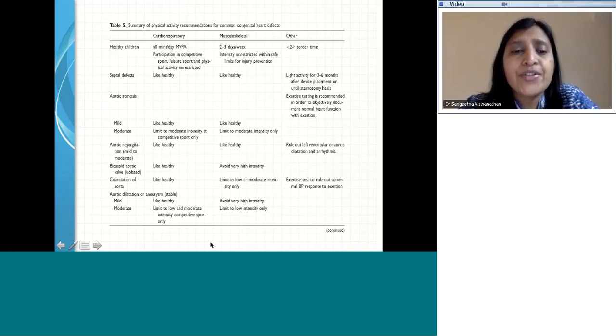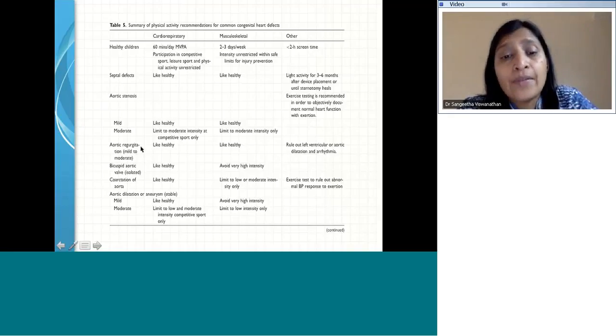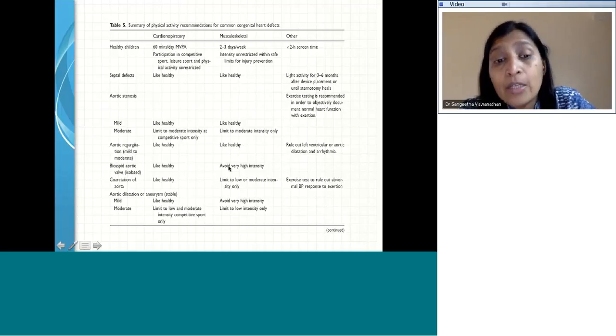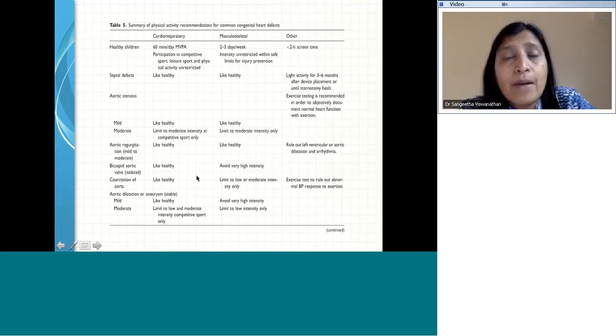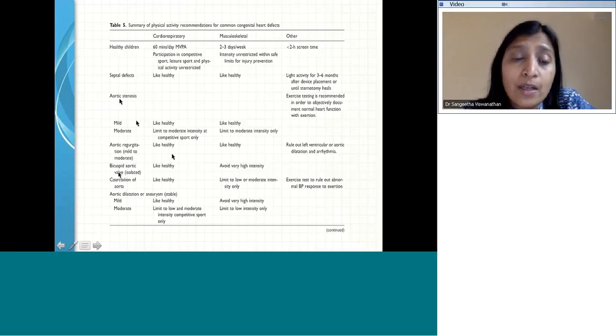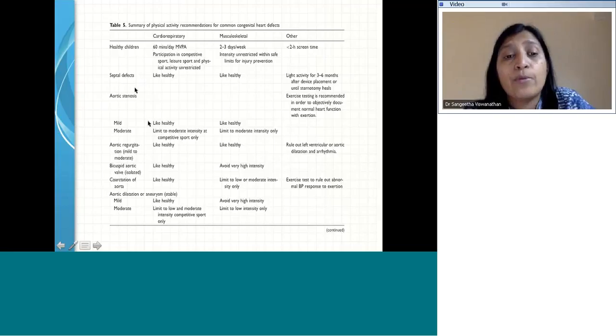Aortic regurgitation, generally mild to moderate AR. There are no restrictions and they can be treated like healthy individuals. But if they have severe AR, obviously with left heart dilatation, then you need to intervene and rectify the problem. Bicuspid aortic valve, again, the restriction depends on the associated problems, whether they have aortic stenosis or regurgitation or aortic root dilatation. Just isolated bicuspid aortic valve does not have any restrictions.